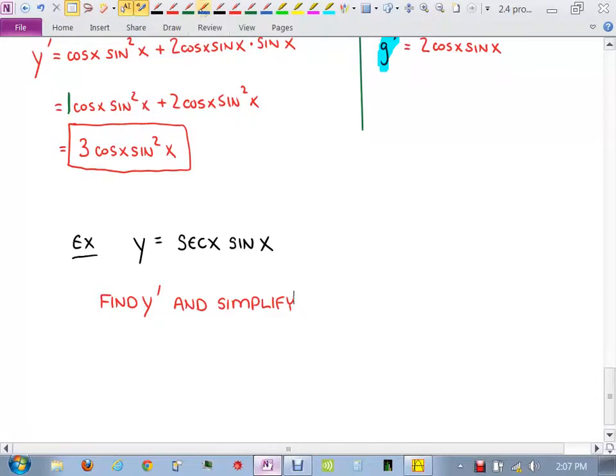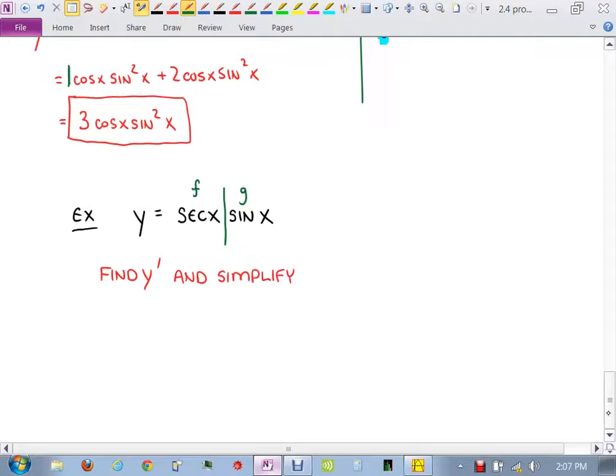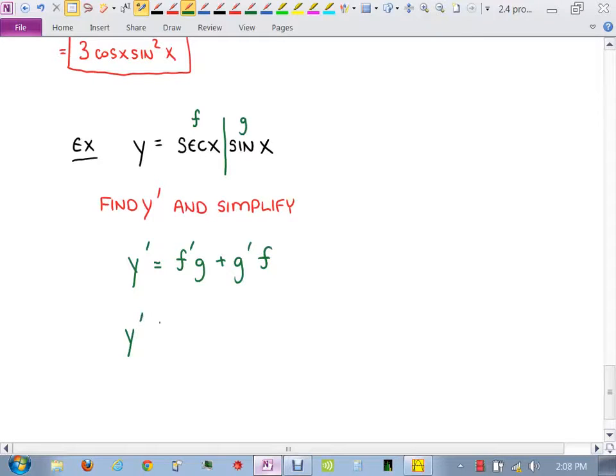I'm going to work through this. You identify your two functions, f and g. So we know it's going to be f prime g plus g prime f, which is the derivative of f was secant x tangent x times g, which is sine x, plus g prime, which is cosine x, times secant x.